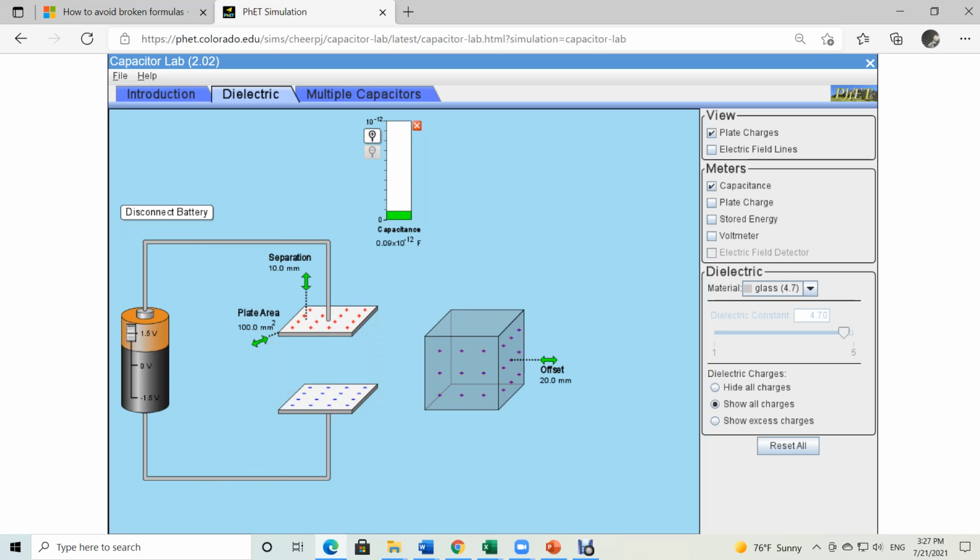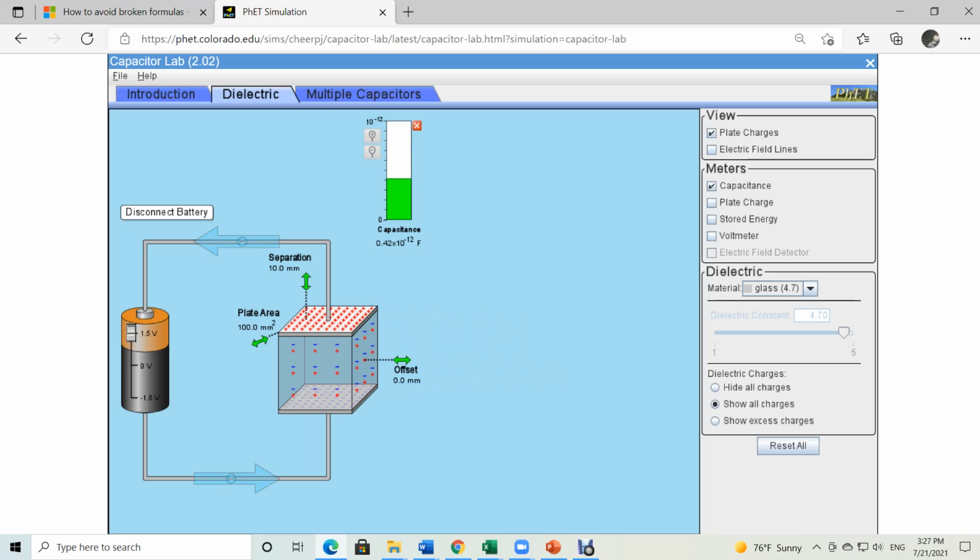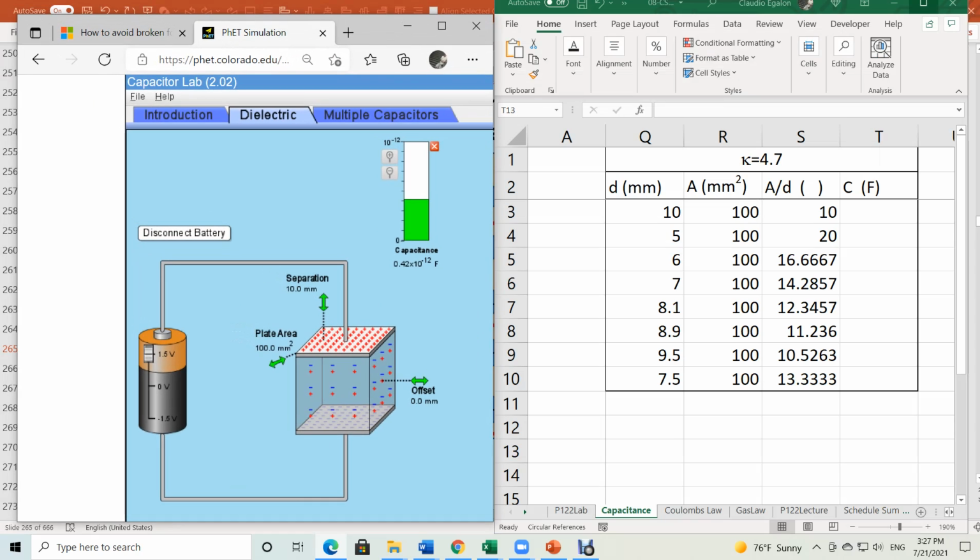If I take it out completely, it's as though you have air or vacuum within the capacitor. Let's insert it back. We are not going to do anything with the offset of the dielectric. 0.42 times 10 to minus 12. Again, the capacitance is 4.7 now. 0.42 times 10 to minus 12.